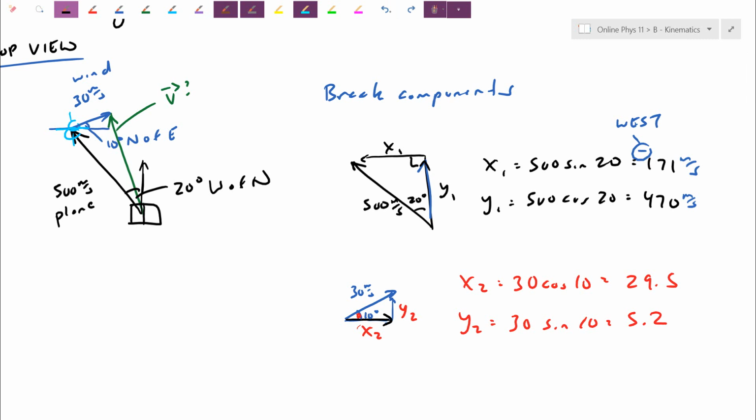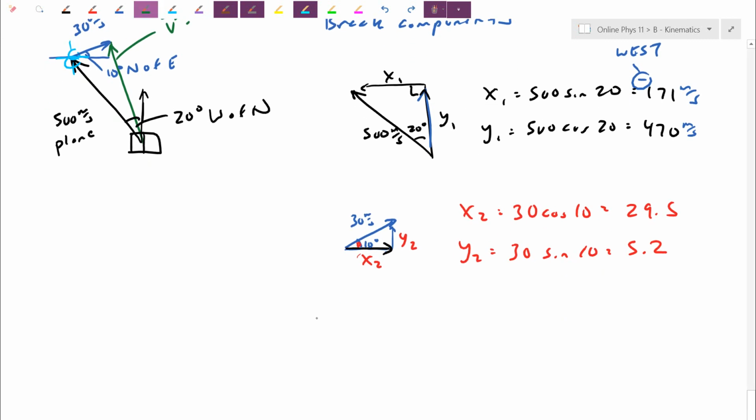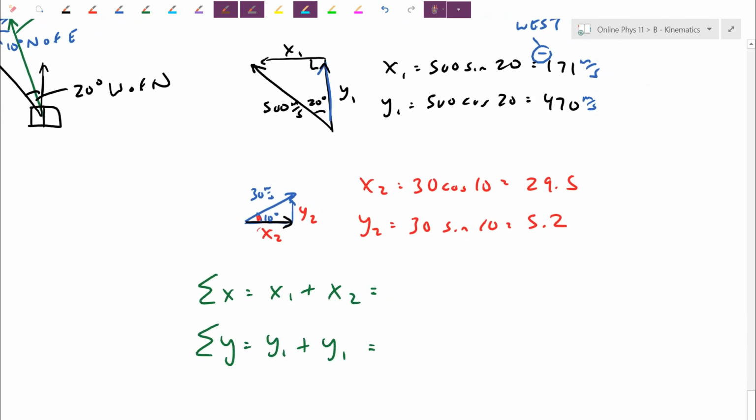Once you've broken them up, at first, the diagonals were super hard to add. We'd need protractors and things like that. But now that you've broken them down, just horizontal, just vertical, well, the horizontal parts will just add easily, x1 plus x2, and separately, the vertical parts will just add easily, y1 plus y2. Make sure you've added in any negatives you might need. So in this case here, the first one was west, so negative 171. x2, the wind is not blowing as strong, but it is blowing 29.5. So in total, if I take a negative 171 and add 29.5, in total your speed is give or take negative 142 or so.